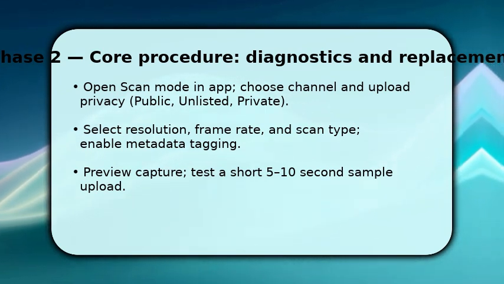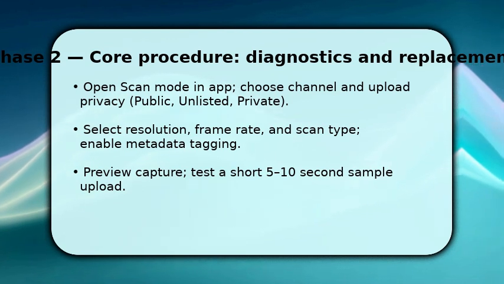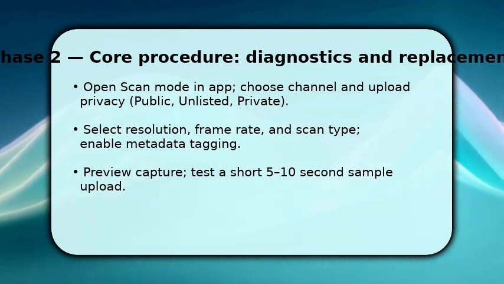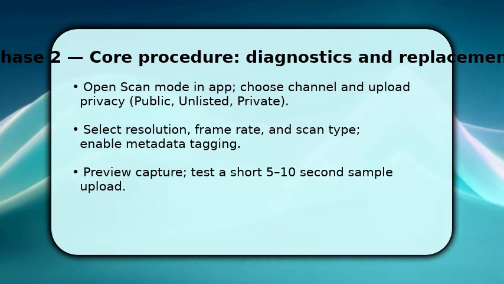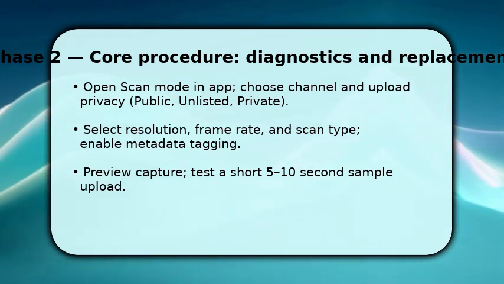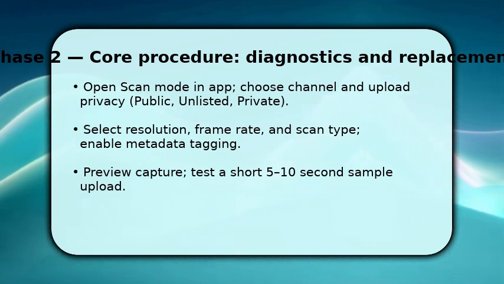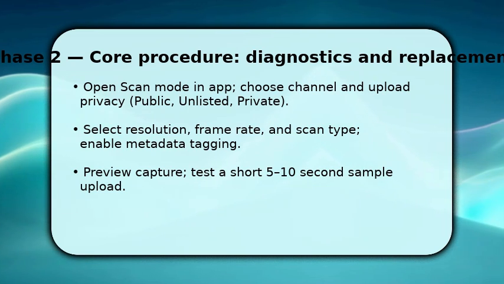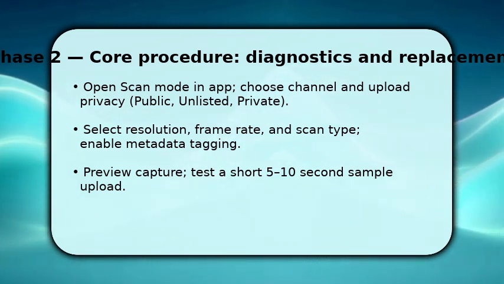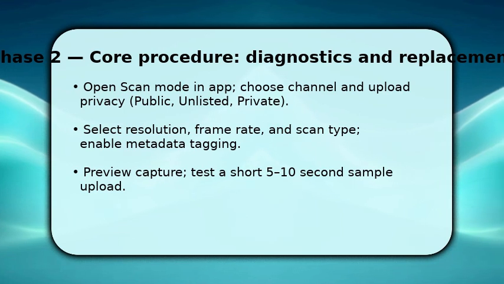Configure resolution and frame rate so scan quality matches processing time, lower resolution speeds upload, higher yields detail. Enable automatic metadata tagging and captions to help search later. Once configured, preview a short 5 to 10 second sample so you can confirm framing, light, and audio. If the upload succeeds, you have a working connection and consistent settings to reuse.